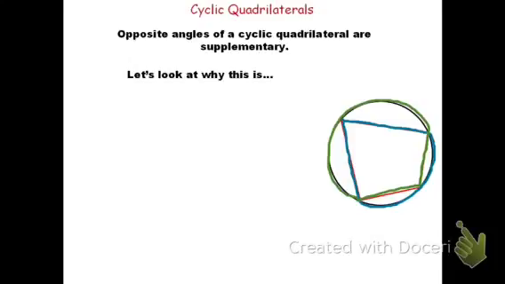Now this will also work for the other pair. If I use the other pair of opposite angles, I'll get that they also form the whole circle, and again, half of 360 is 180, so their sum must also be 180. So we can use this as a justification: opposite angles of a cyclic quadrilateral are supplementary. Now let's take a look at a couple examples of how to use this.